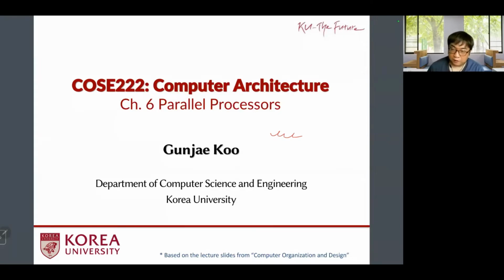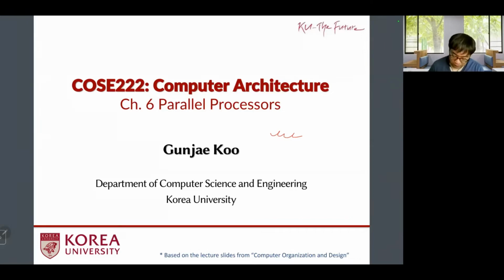So in the previous class, I concluded the memory hierarchy part. I said that this memory hierarchy part is an important topic in the computer architecture course. Actually, I emphasized that the instruction set architecture, processor architecture, and then memory hierarchy are the three most important topics in this course. So this is the last regular class. In this class, I will briefly introduce the parallel processor.